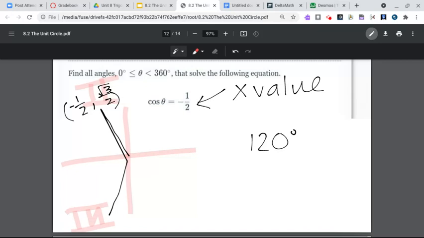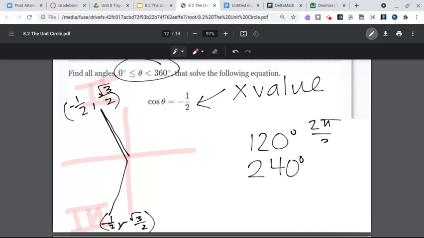Now in quadrant 3, closest to the y-axis, again, is the ordered pair negative 1/2, negative root 3 over 2. We're only concerned with the x value. And so that would be 240 degrees there. Okay, and again, it's asking for the degree measure, but as a radian measure, that would be 2 pi over 3 or 4 pi over 3. Okay, and those are just radian equivalents.